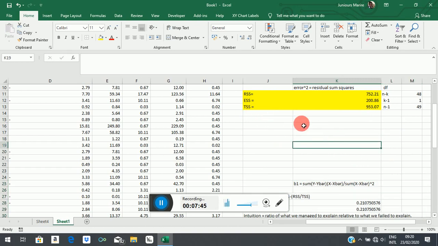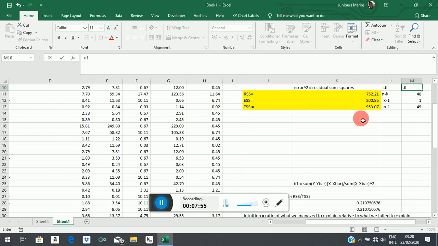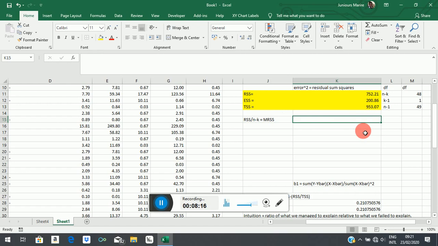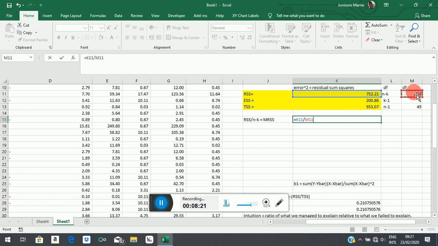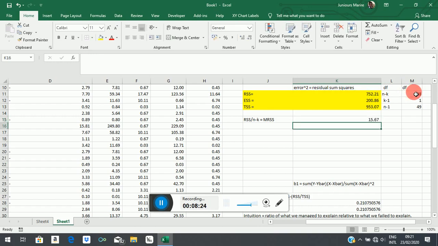Now, what we need to do is to adjust these numbers here for their degrees of freedom, which we have calculated. So we need RSS over its degrees of freedom, which is n minus k. This is also called the mean residual sum of squares, which means we have adjusted that for degrees of freedom. And this will be equal to that number there divided by its degrees of freedom there, and we get that. You remember, this is the variance of the error term.